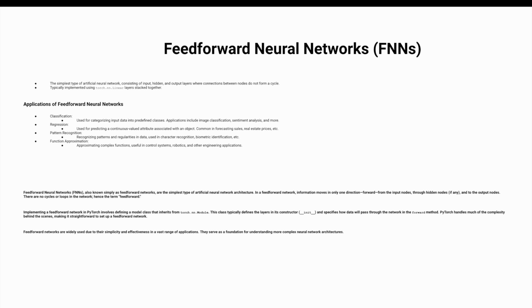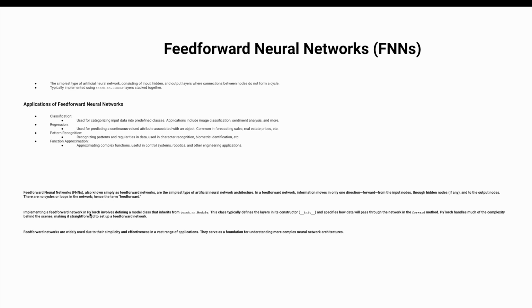applications. Feed-forward neural networks, also known simply as feed-forward networks, are the simplest type of artificial neural network architecture. In a feed-forward network, information moves in only one direction, forward. Information moves forward from the input nodes through the hidden nodes, if any, and to the output nodes. There are no cycles or loops in the network, hence the term feed forward.